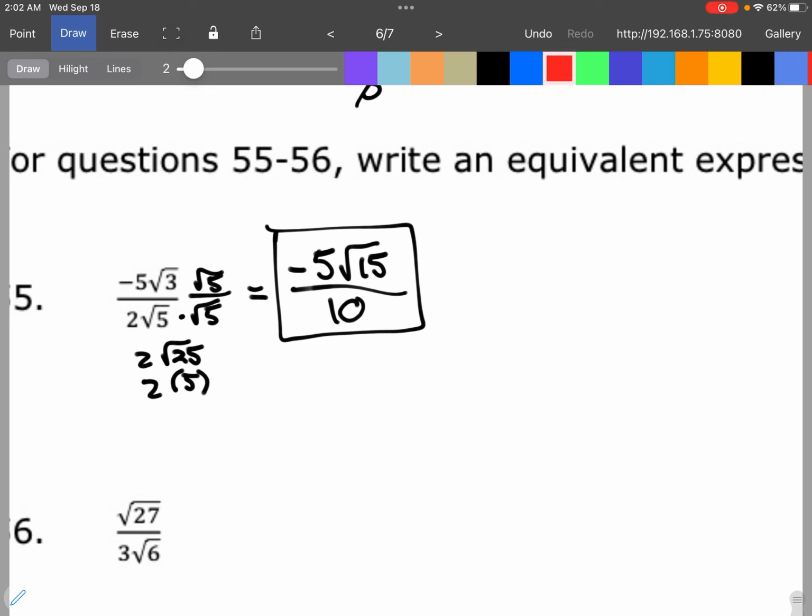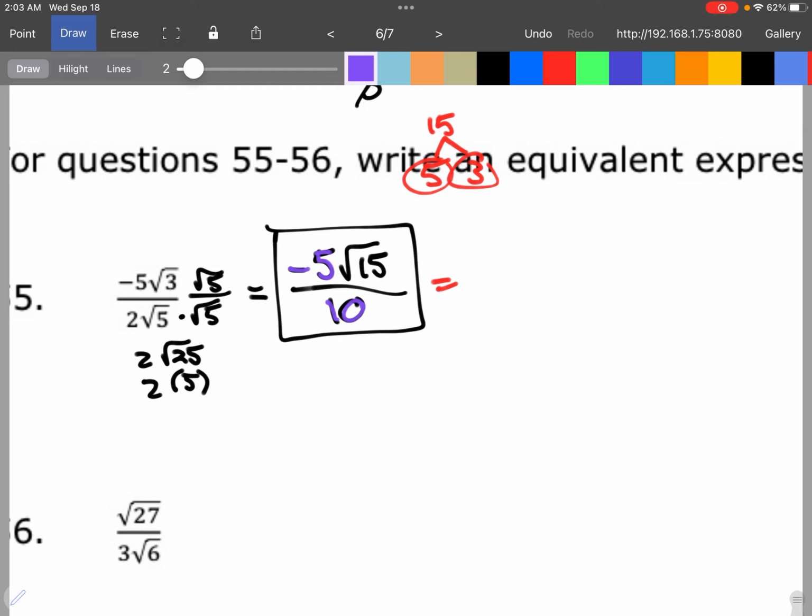I've run into a situation where trying to break down 15 got me nothing but a 5 and a 3, which leads to no marriage. Just a baby named 15, if that makes sense. But let's look at these two numbers. Can we simplify -5 over 10? If you type in -5 divided by 10, you'll see you get -0.5. So this can be simplified.